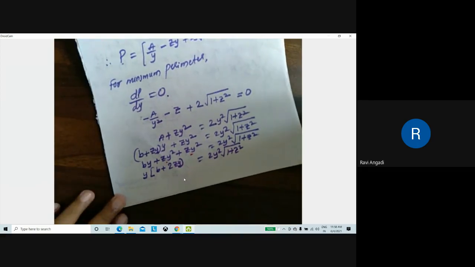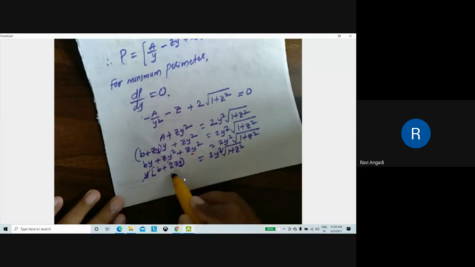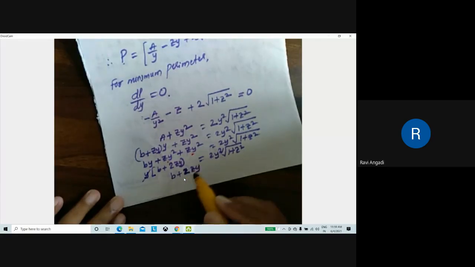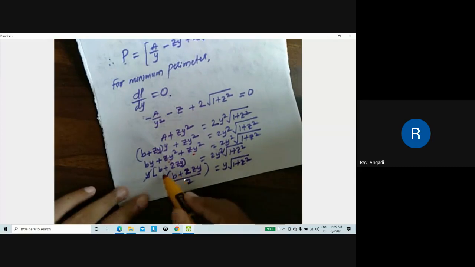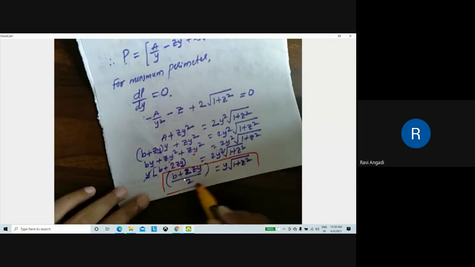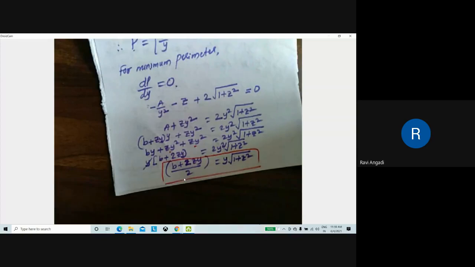Okay. Is it clear? Yes, sir. Now one y gets cancelled, correct? Yes, sir. Now I'll get b plus 2zy, and the 2 I'll take to this side, divided by 2, one term. So then I'll get y square root of 1 plus z square. Is it correct?